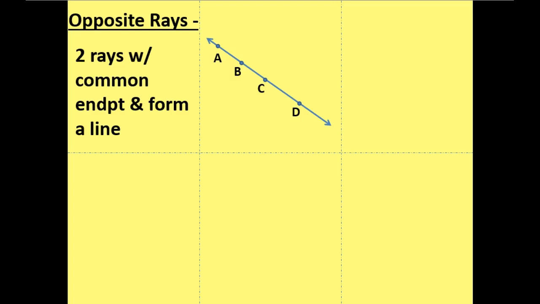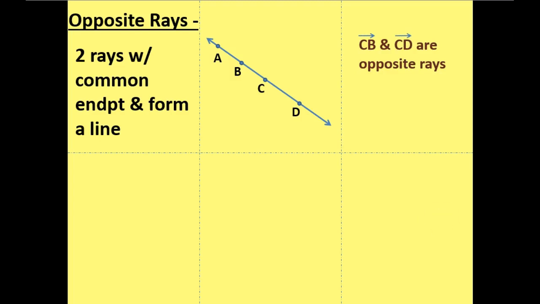So look at ray CB. Is ray BC the opposite ray for CB? No. Okay? Because when you name a ray, you always have to start with what? The endpoint. So if I'm talking about ray CB, and I know the opposite ray has to share an endpoint, then I know I have to start with C and go the other way, so it has to be CD. Does that make sense? So I can say that ray CB and ray CD are opposite rays.